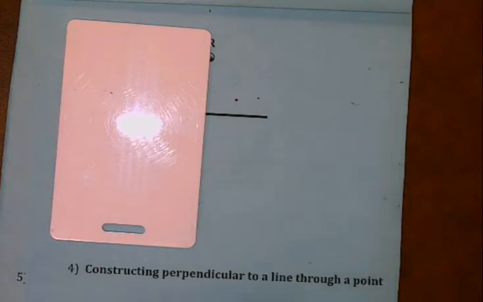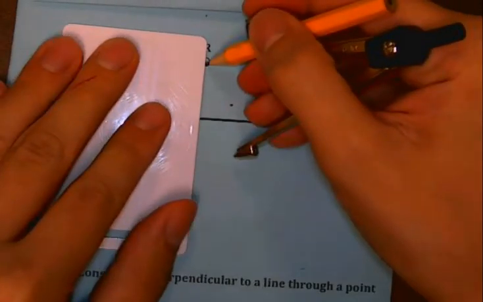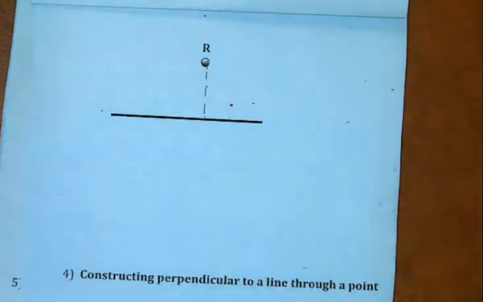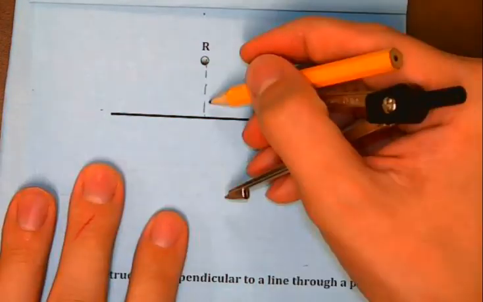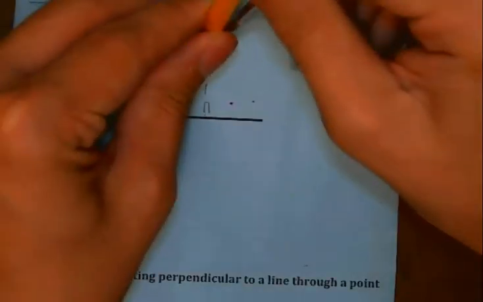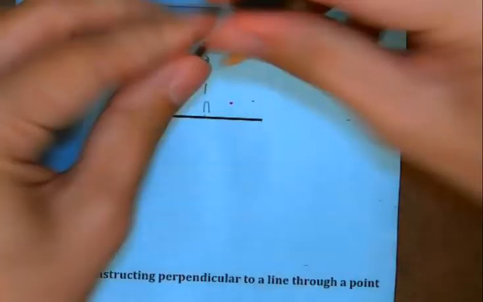Okay. So we're trying to make a perpendicular line, something like that, right? Where this should be 90 degrees. Is that the line? Probably not. Okay. First step you want to do: you want to start here at R.